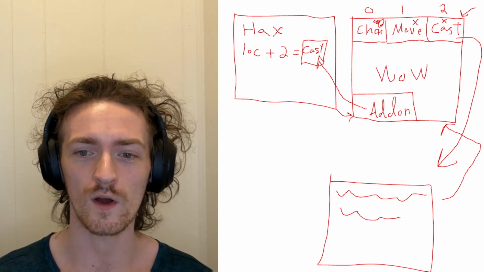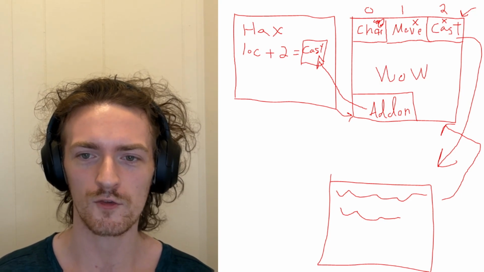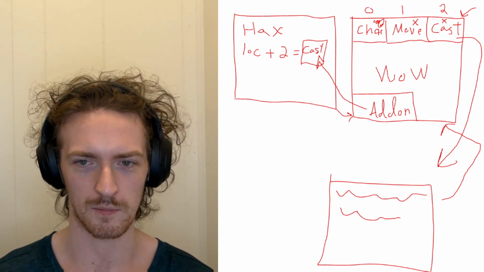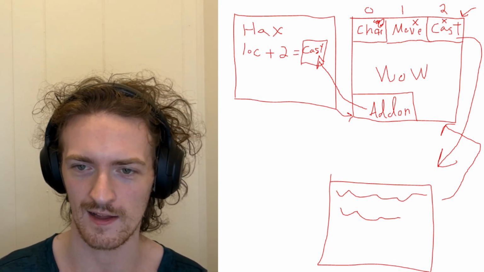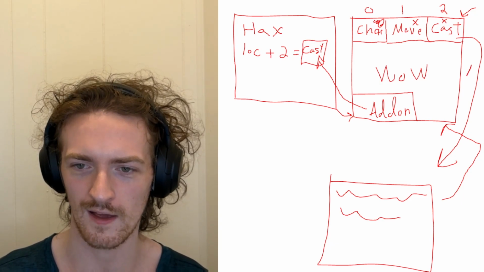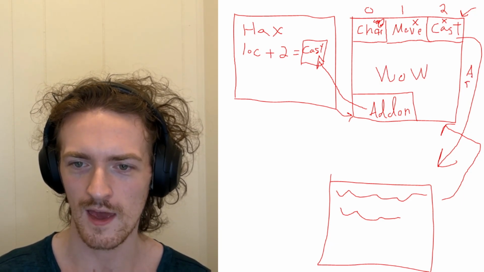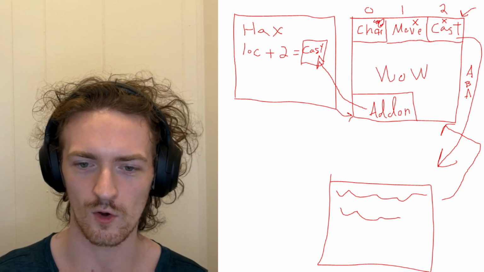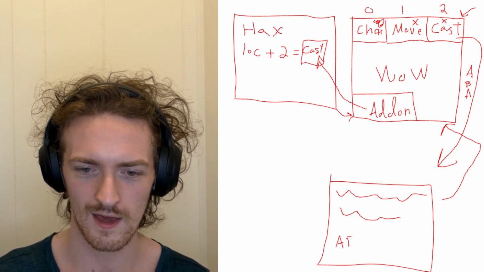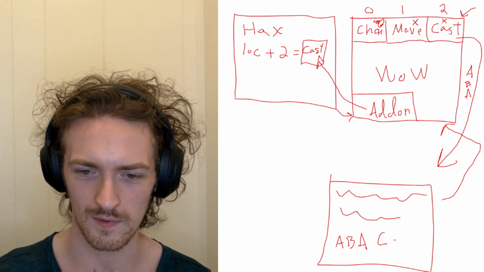And also, when you do stuff like cast a spell, Blizzard isn't simply casting the spell immediately. It's also going to tack on some data with it. So maybe when spells are cast, it sends a little code. Maybe the code's A, B, A. And so what the server's actually getting here is A, B, A, and then some cast data.